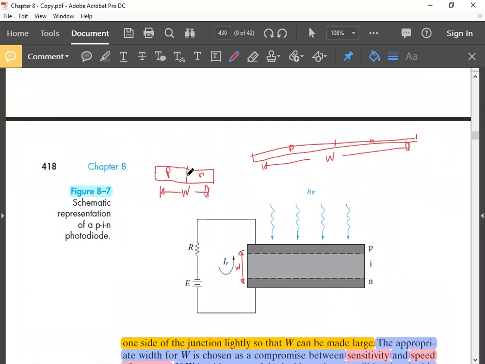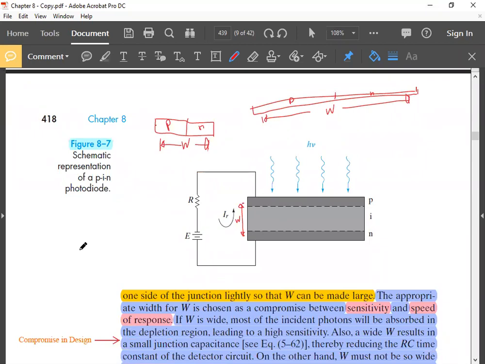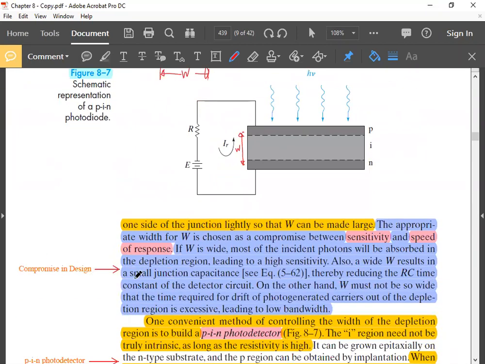Say this is a PN junction, so W is wide. You want to make W even wider to make the device more sensitive. So you make a PN junction like this, wide. This may be too wide for the carriers to travel to the contacts. Remember, contacts are here at this point. That will reduce the speed of detection. So there has to be a compromise in W so that both reasonable speed and reasonable sensitivity are obtained. This is a design issue, a compromise in design.